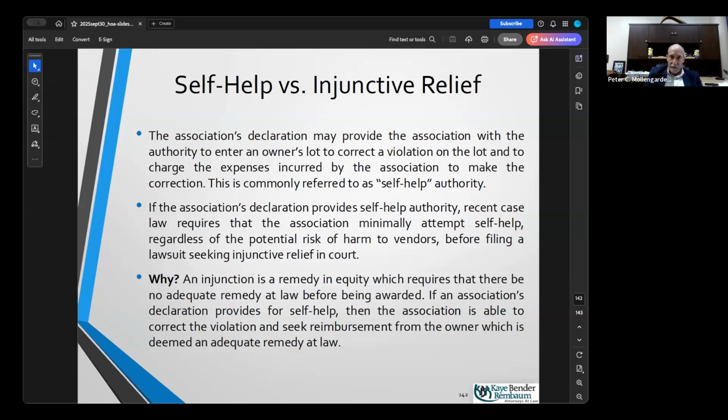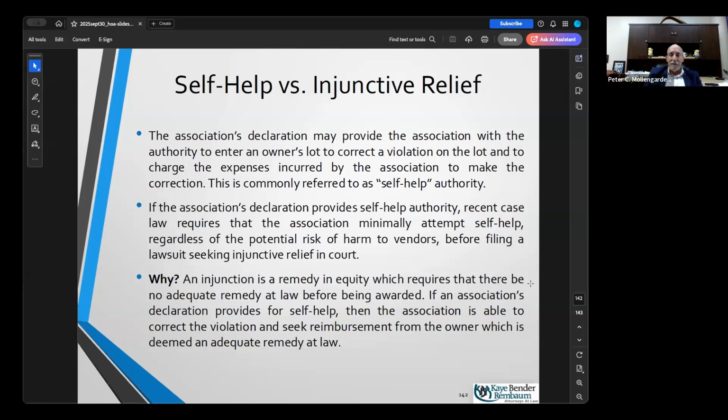Self-help versus injunctive relief. Okay, some documents, actually many documents, may provide or do provide the association with the authority to enter an owner's lot to correct a violation and to charge the costs incurred to the owner to make the correction. That's what we refer to as self-help.